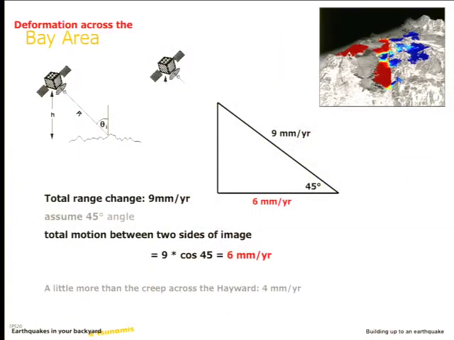Area. So as I've been saying, the satellite is looking at an angle, and we'll assume it's close to 45 degrees. Let's just use 45 degrees. So there's a relative motion of 9 millimeters per year, but at 45 degrees. If we assume that it's all horizontal, that there's no vertical motion, and you do the trigonometry, you get 6 millimeters per year. Okay? So what this is saying is that there's a 6 millimeter per year motion across that entire region that we're looking at.